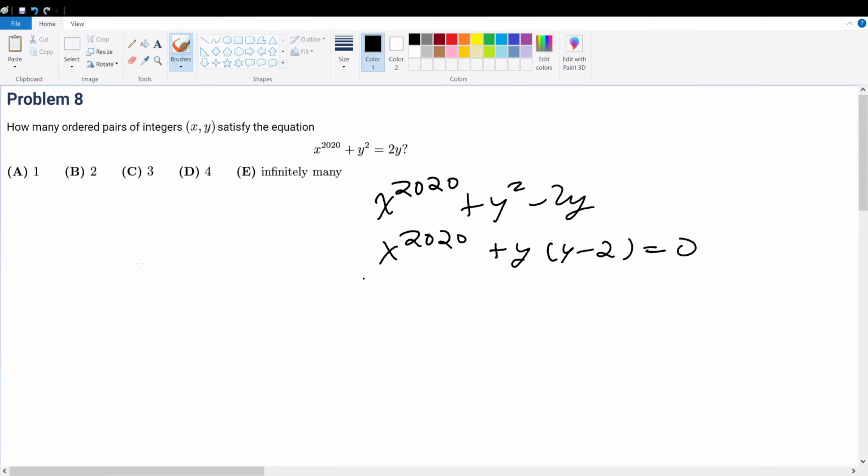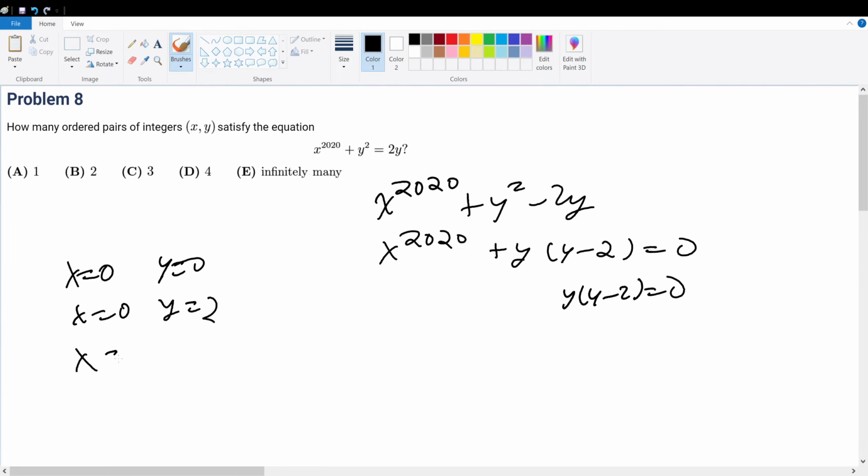So now that we have it in this format, let's try special cases: x is equal to 0, x is equal to 1, x is equal to negative 1. Because obviously, with this big of an exponent, you want to try small values first. So x is equal to 0, that means y times y minus 2 is equal to 0. That means y can either equal 0 or y can equal 2. So they have two cases.